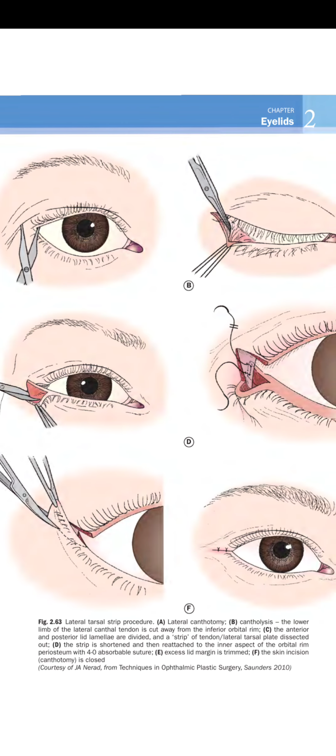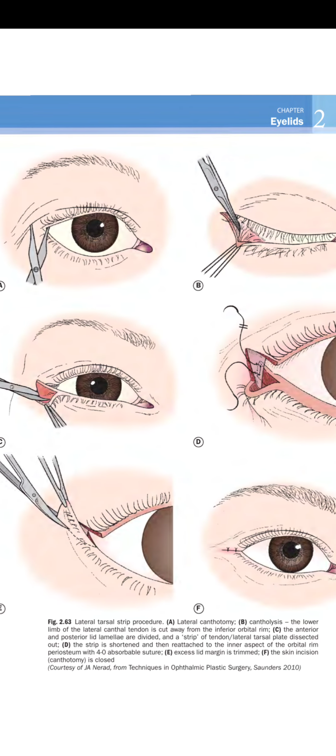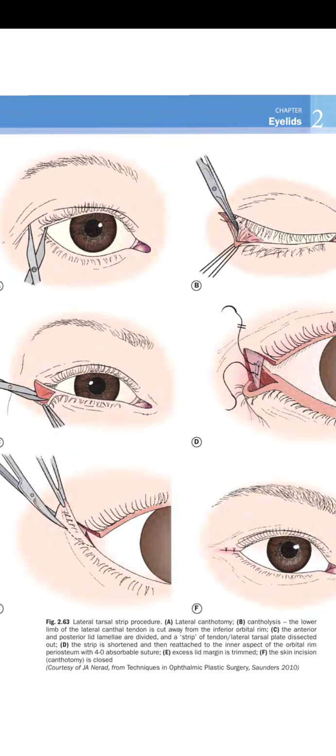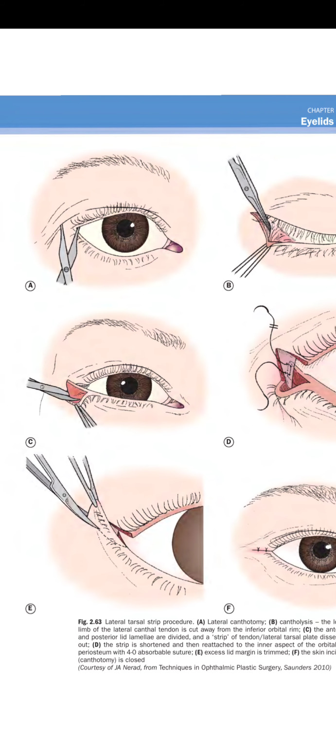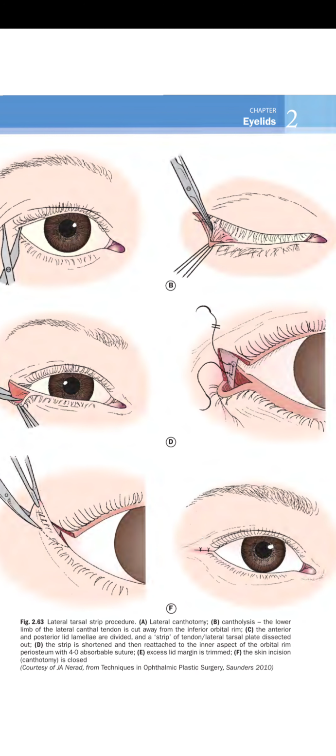A is doing a lateral canthotomy. So what you are doing is basically excising the lateral canthal area, and after that, B is doing the cantholysis. The lower limb of the lateral canthal tendon is cut away from the inferior orbital rim.